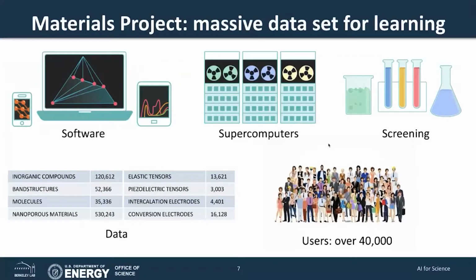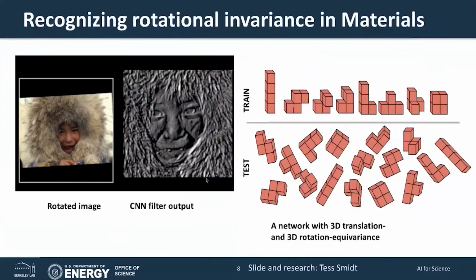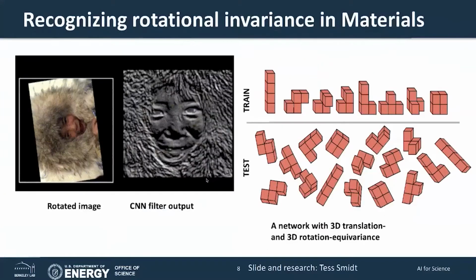You can see some of the statistics here on what's in the database. There's over 40,000 users of this data, and now using that for screening to say, if I'm looking for a particular kind of material, how can I do that? And so machine learning is being used to try to understand that data and try to understand the relationship between different molecules.